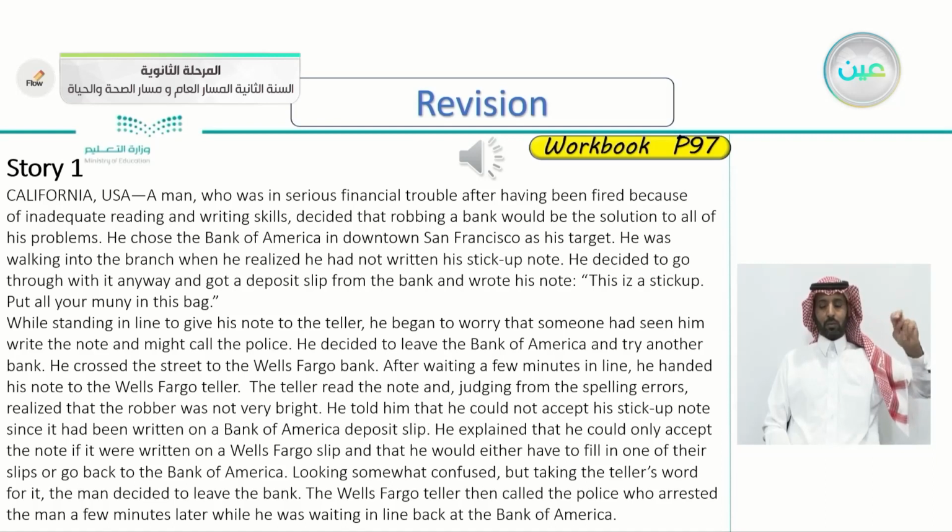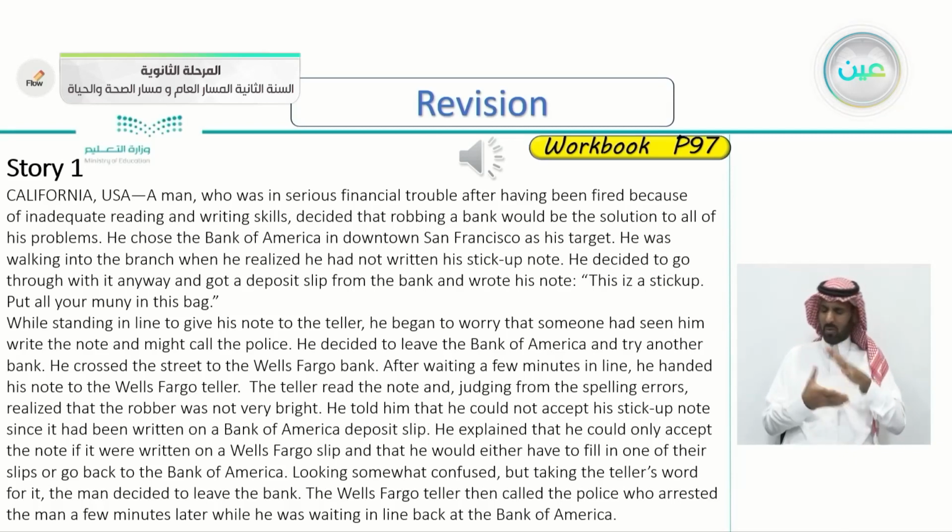California, USA. A man, who was in serious financial trouble after having been fired because of inadequate reading and writing skills, decided that robbing a bank would be the solution to all of his problems. He chose the Bank of America in downtown San Francisco as his target.